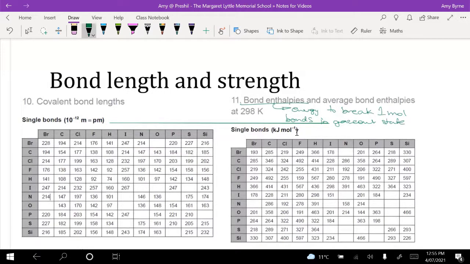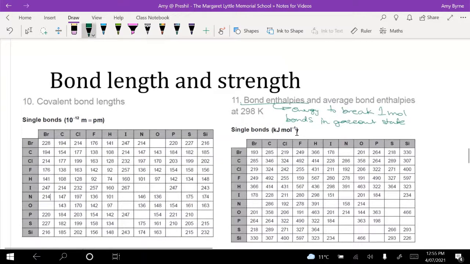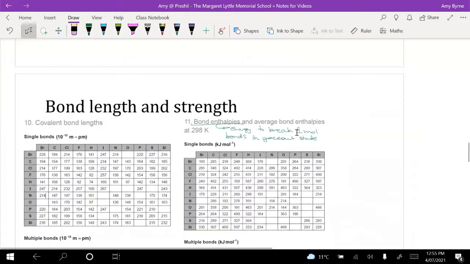Now I've given the full definition for bond enthalpy. You don't need that full definition yet, but you will in about a topic's time. So shorter bonds are stronger.